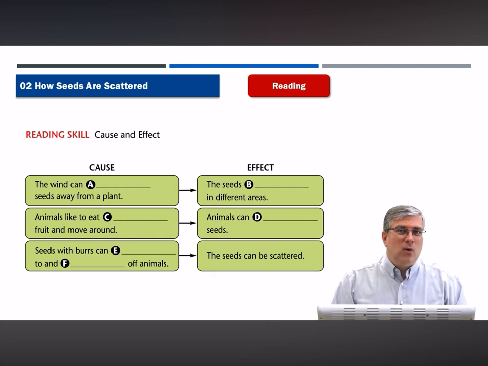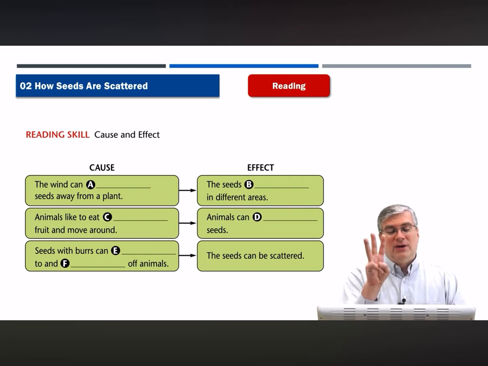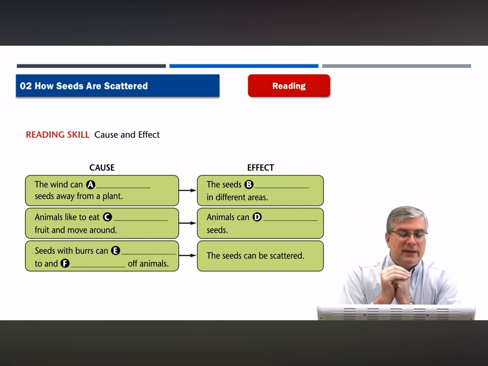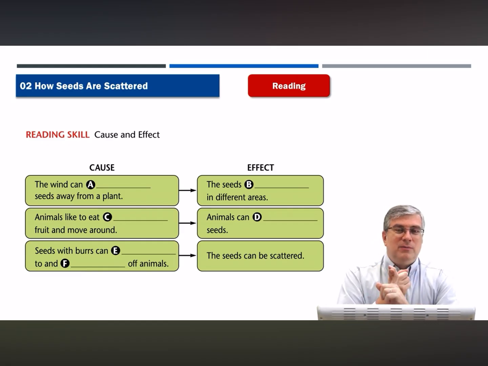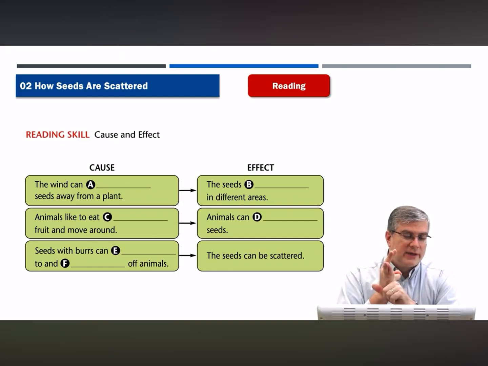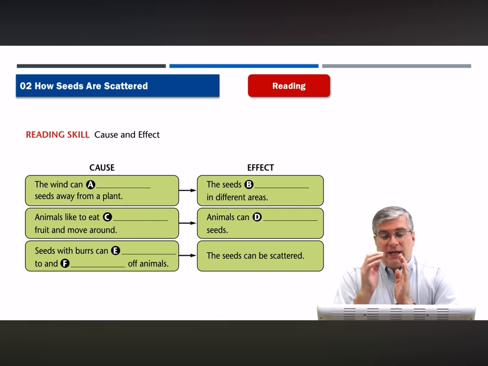How is this reading organized? Now here we're looking at cause and effect. And basically we have three different causes and three different effects. That's what they're breaking this down into. The wind can be a cause, the animals can be a cause, and also seeds with burrs can be a cause. That's our three causes here. So let's fill in the blanks in this chart. First, we have the cause, and that results in an effect.